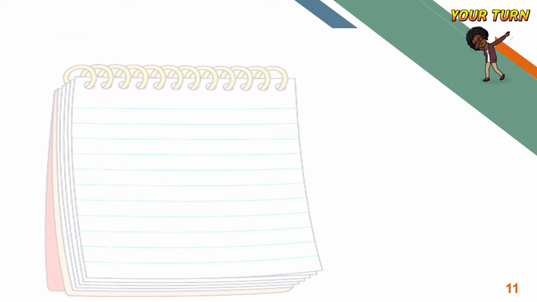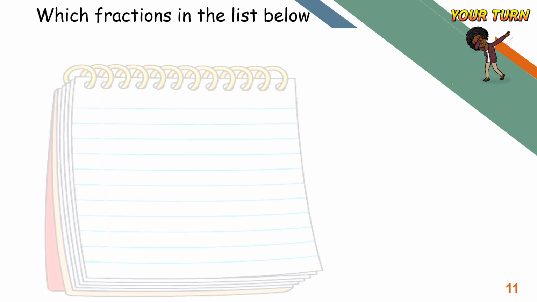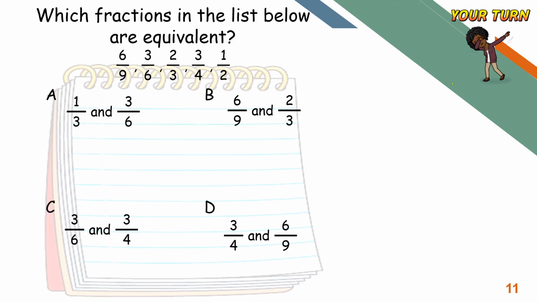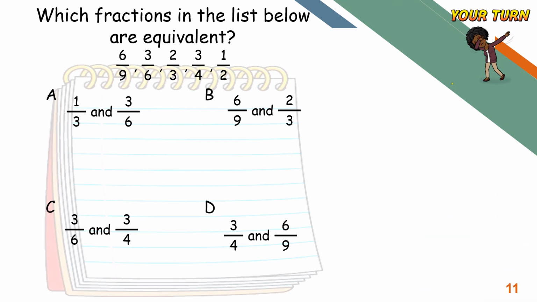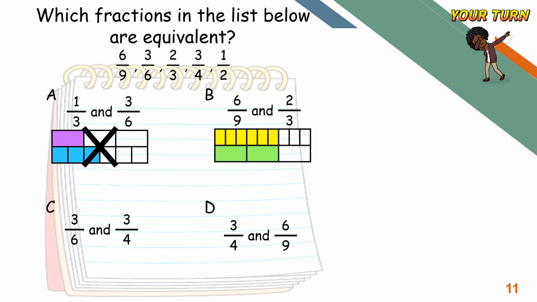For this problem, you will determine which fractions in the list below are equivalent. Really take your time and draw your models to help you with this one. Now let's look at each answer to see which fractions are equivalent. For A, it looks like 3/6 is greater than 1/3, so that can't be the answer. For B, the models show that 6/9 and 2/3 take up the same amount of area, so this answer is a possibility. We'll put a question mark on that one and come back to it.